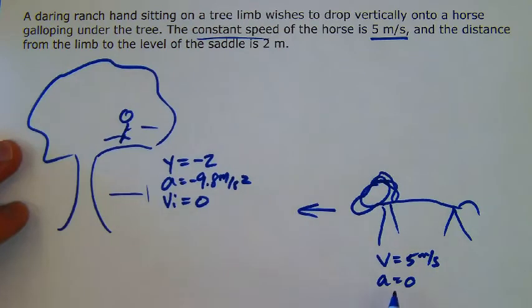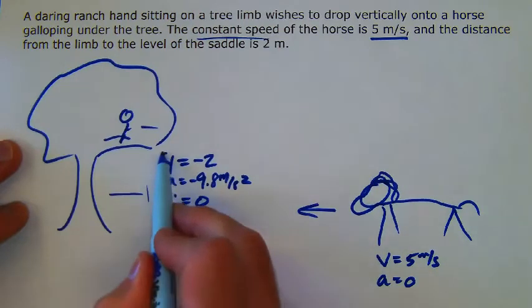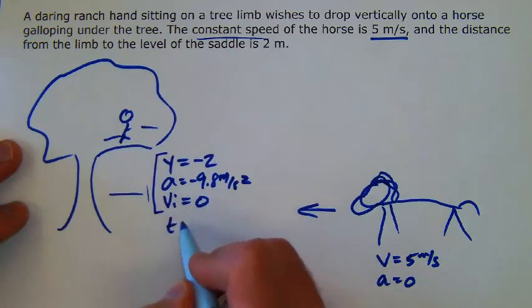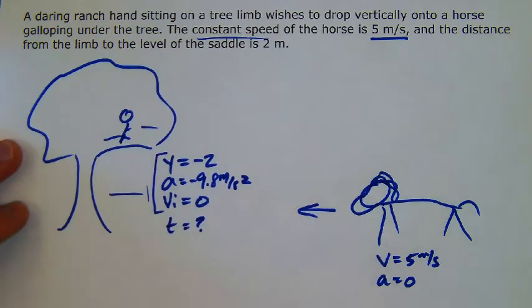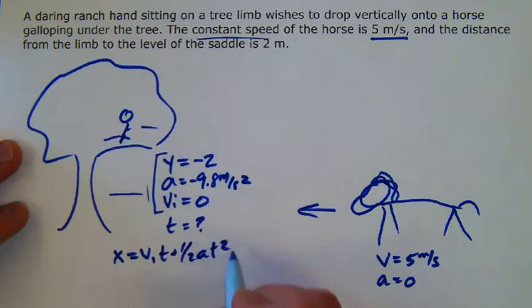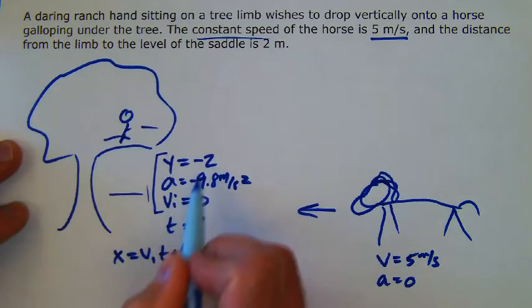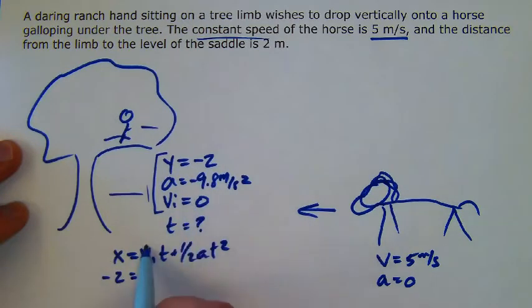Now, we can look at that and say, hey, I have 3 givens here. With these 3 givens, I can find out the time that it's going to take the ranch hand to fall that 2 meters. So I'm going to use x equals v_i t plus 1/2 a t squared. It's the equation that has everything except for the final velocity. My position is going to be negative 2. The initial velocity is 0, so that cancels out. And I have 1/2 of the negative 9.8 times t squared.